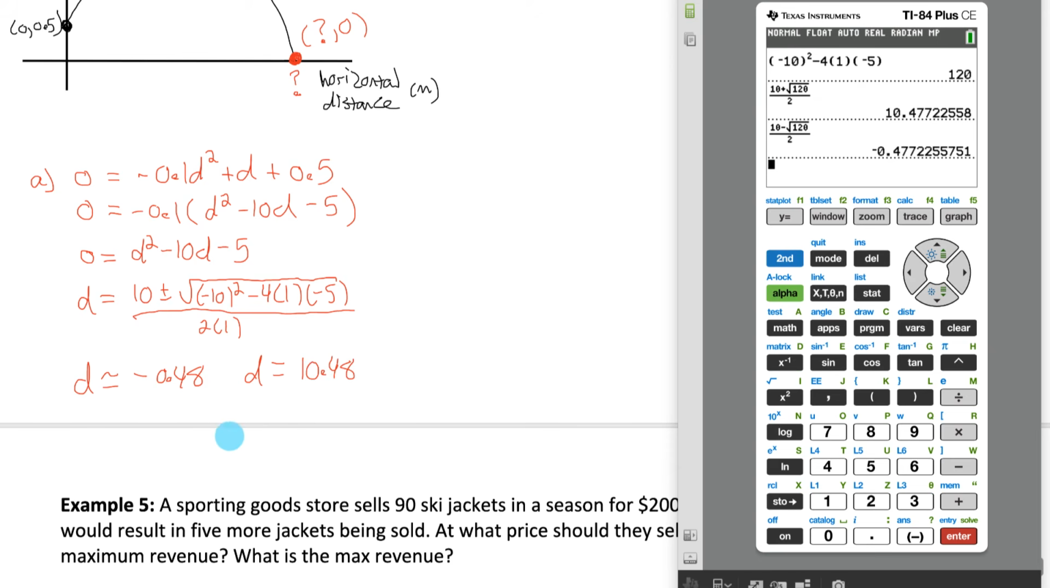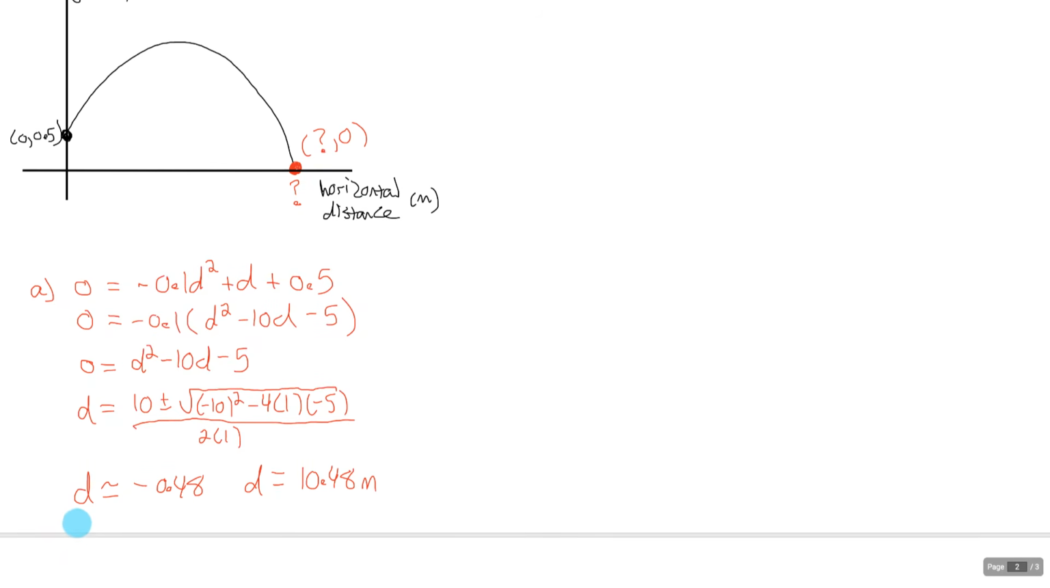In this case, our units are meters. It's the horizontal distance that the ball has traveled from the person that kicked it. So once again, in this question, our equation generated an answer, a negative answer, that doesn't make sense in the context of this question. So we can reject our negative 0.48 answer and use our answer of 10.48 as the answer to part A.